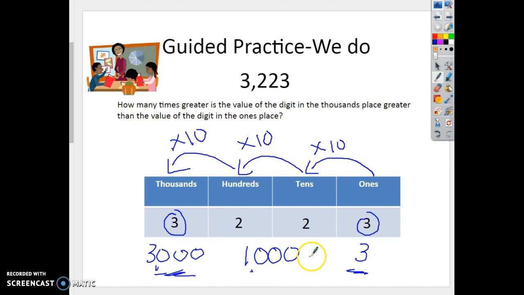So the answer was 1,000 times bigger. That was kind of a tricky one, but if you didn't get it, you can replay it. But again, it's 1,000 times bigger because 1 spot over is 10 times bigger, then 2 spots over is 100 times bigger, and 3 spots over would be 1,000 times bigger.